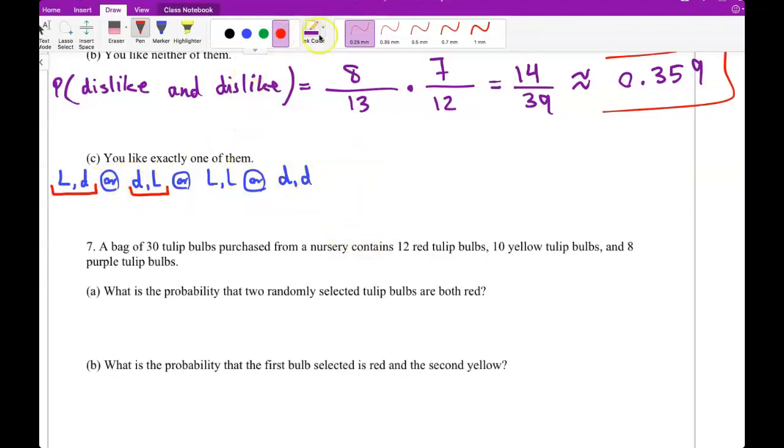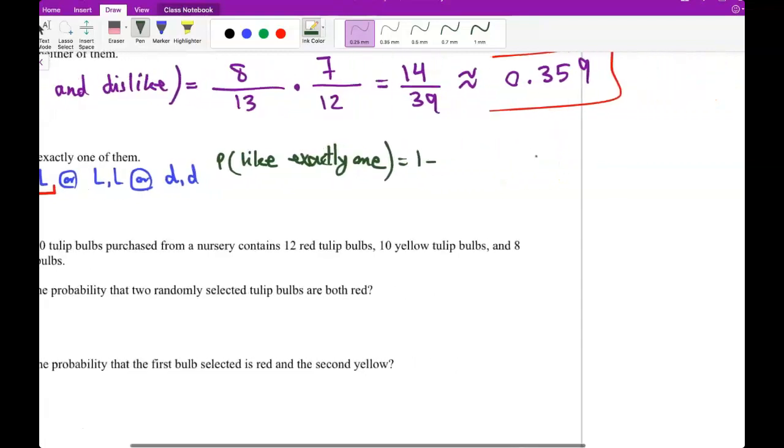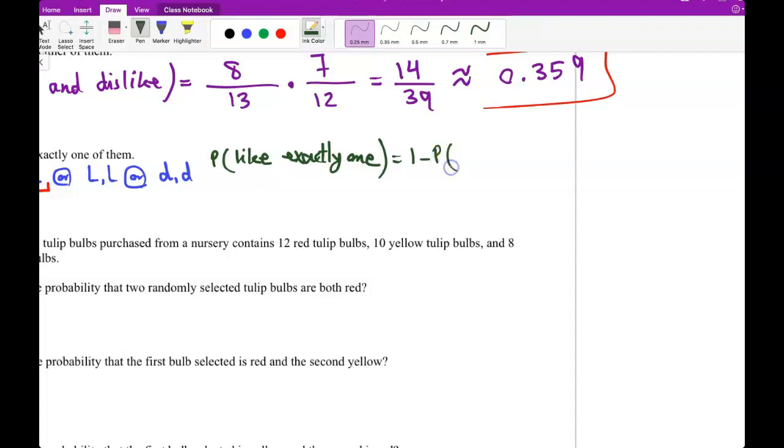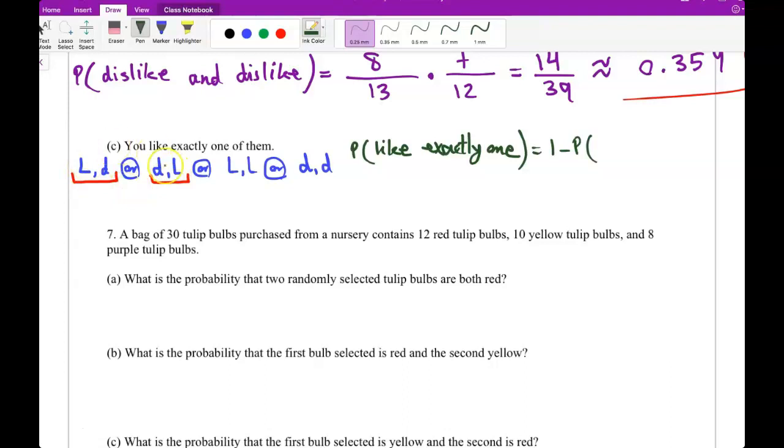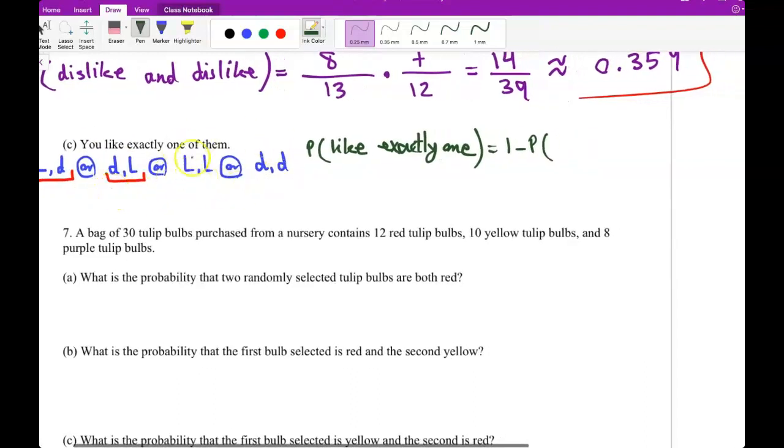So using that, we have the probability of liking exactly one. That's equal to 1 minus the probability of. So instead of working on that part, I'm going to work on these two and subtract from 1 to get the answer for the probability of these two.